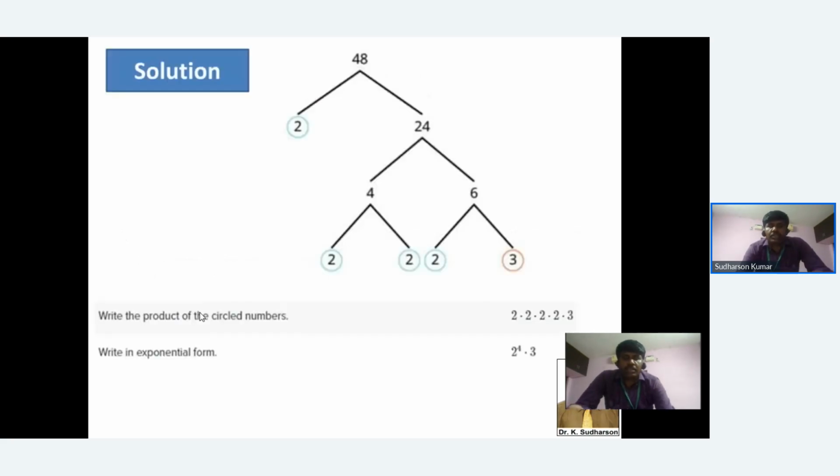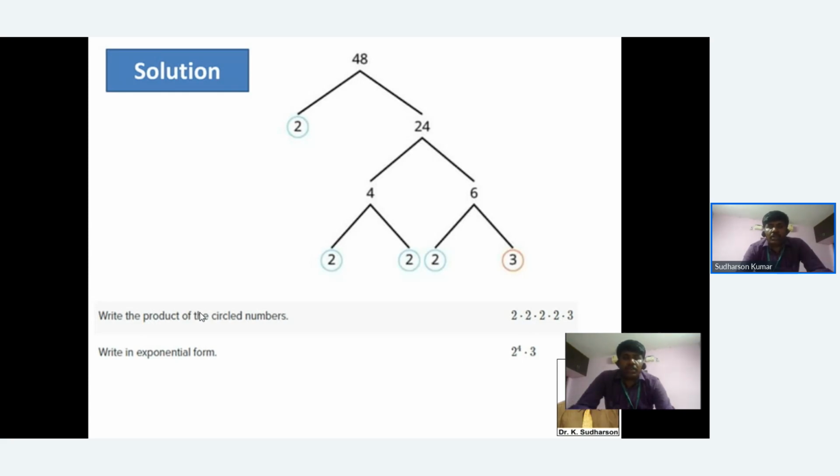Yes. So this is the prime factorization of 48 solution. So 48 again, we can divide it into 2 into 24. Again, 24 we can divide into 4 into 6. 4 we already saw divided into 2 into 2. 6 already divided into 2 into 3.